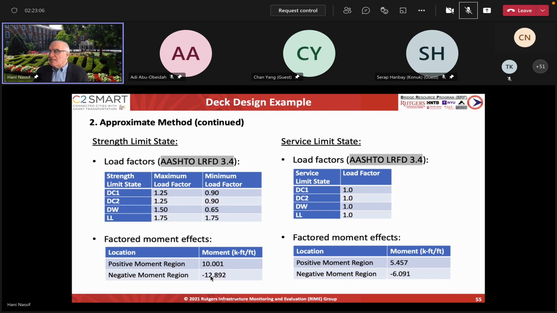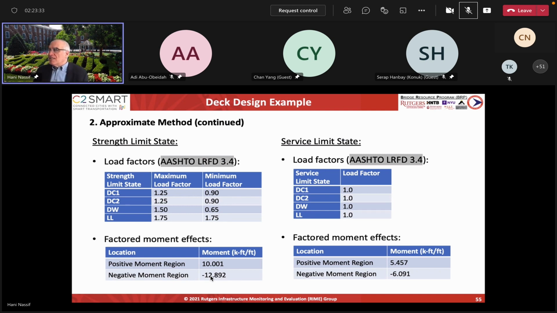And the minimum load factor is used when it works against you, so you would have to use it this way. And then you can find the positive moment. If you multiply the factored moment, the dead load and live load, you get about 10 kip-feet per linear foot, and for the maximum negative moment, you get minus 12.89.